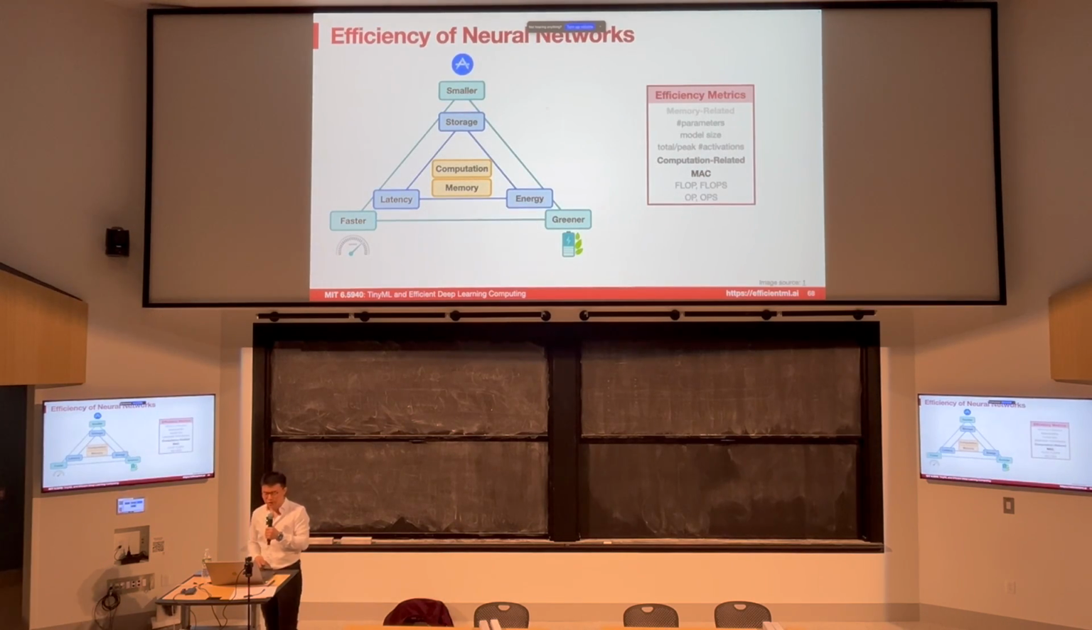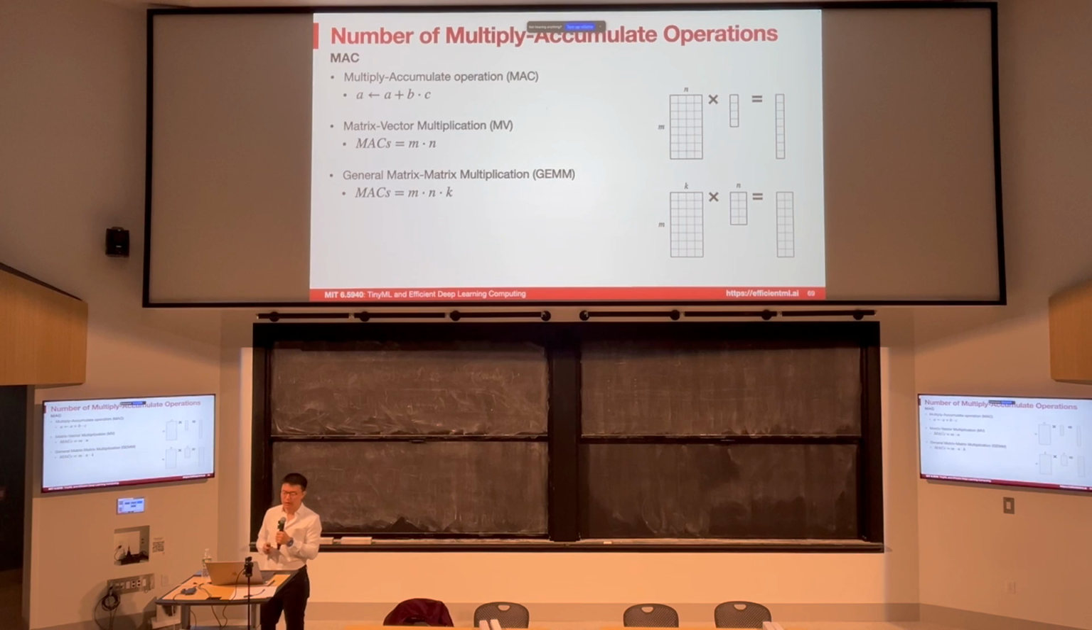Okay, now let's switch gears to talk about compute-bounded metrics. For example, MAC. So what is a MAC? It's not McDonald's. It's multiply and accumulate. Right? Multiply and accumulate. So A equals A plus B times C. That's one MAC, one accumulation and one multiplication. It usually comes as a single instruction in GPUs.